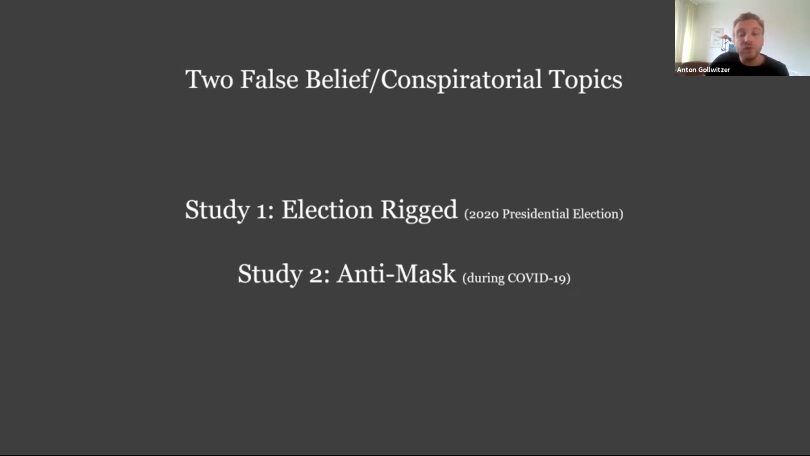We chose these two false beliefs because they have had pretty important impacts, right? Believing the election was rigged is directly tied to the insurrection at the Capitol that we all experienced, and anti-mask use directly leads to the spread of COVID, and I don't need to tell you about the negatives of that, obviously. So basically, we're going to see whether intellectual humility can help people who hold these false beliefs, so they already hold them, abandon these false beliefs in favor of more accurate information and beliefs.